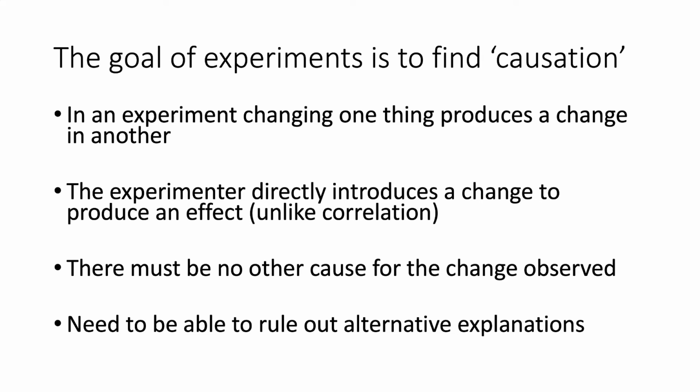There must be no other cause for the change being observed. So that's a technicality. You need to be able to rule out alternative explanations. And the one that is the greatest threat is, of course, including a confound that you're not aware of. But the general logic behind experiments is to go further than simple correlation to be able to find causal relationships between different variables.